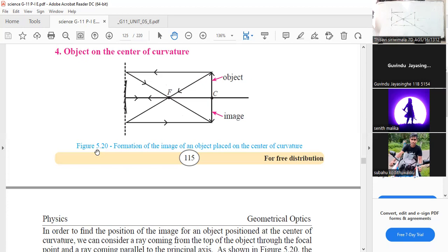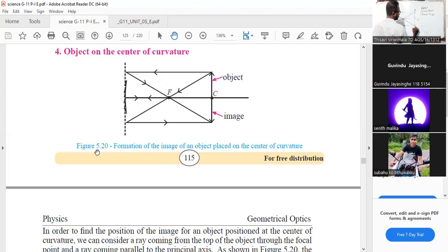So I selected another ray because I have 5 types of rays. So I can use 2 of them. Then the property is real, inverted, same size. So those are the properties.